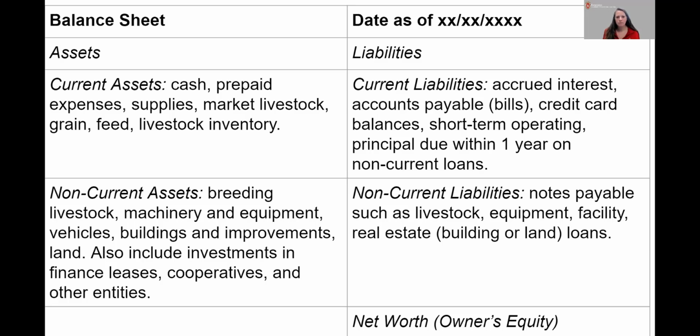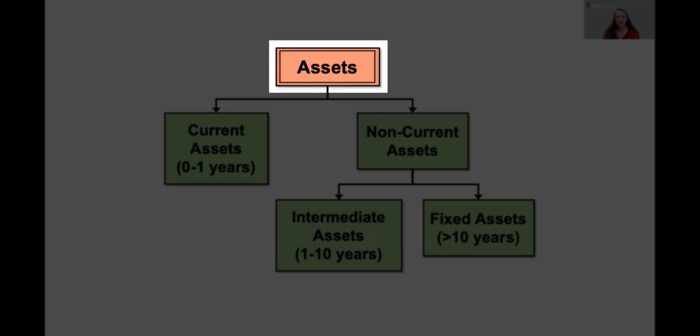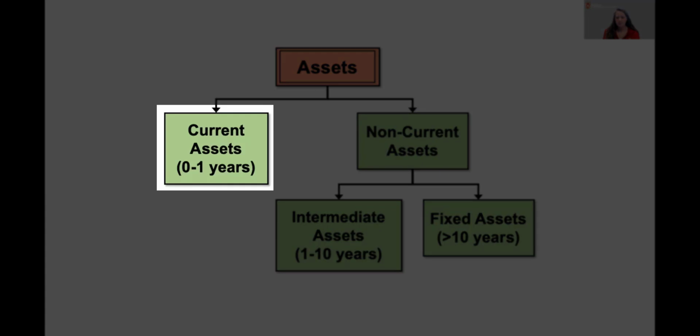The chart on this screen provides examples of current and non-current assets and liabilities of a farm business. Assets are classified on the balance sheet as to their useful life in the farm business. Current assets will be used or sold within 1 year or within the normal operating cycle if longer than 1 year. Current assets may include cash, prepaid expenses, supplies, market livestock, grain, feed, or livestock inventory.